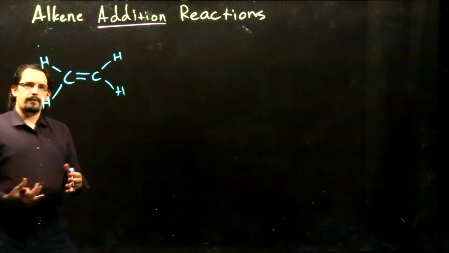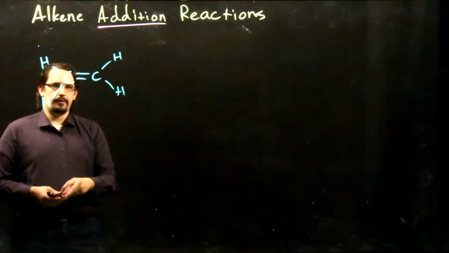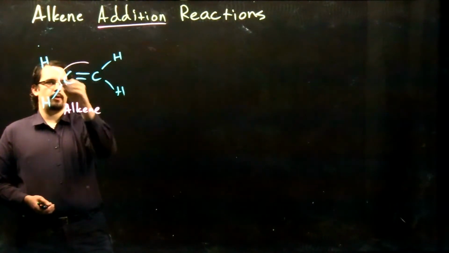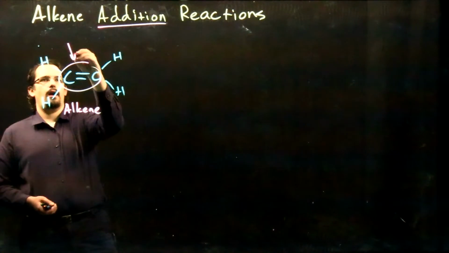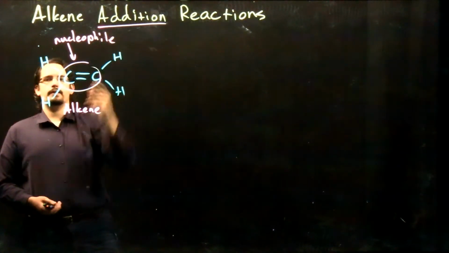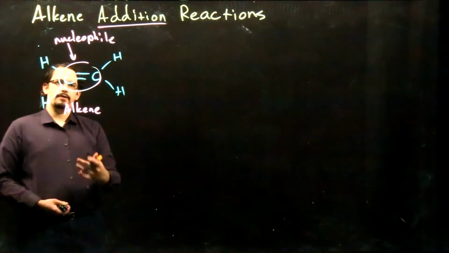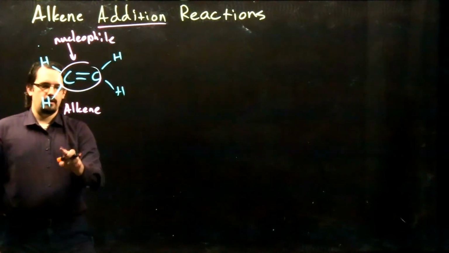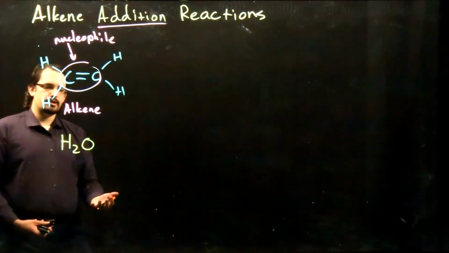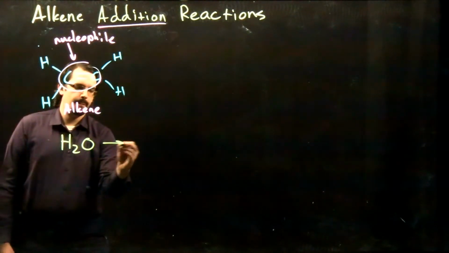So let's take a look at what these addition reactions will actually look like. So we're always going to start with our alkene double bond. So here's our alkene. We have, of course, our nucleophile here, our site of high electron density. And now what we're going to do is we can react it with a variety of different compounds, and we're going to add it to either side of that double bond. Right? So if we add H2O, water, this would be our hydration reaction, the opposite of our dehydration, and would give us an alcohol.